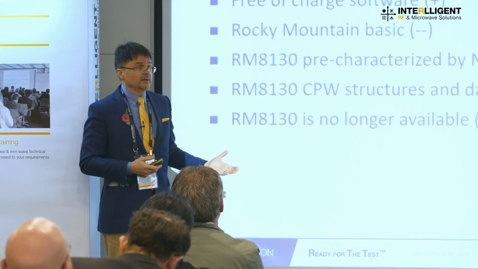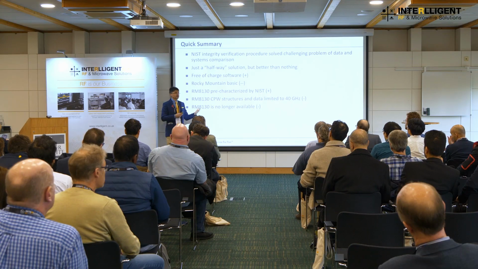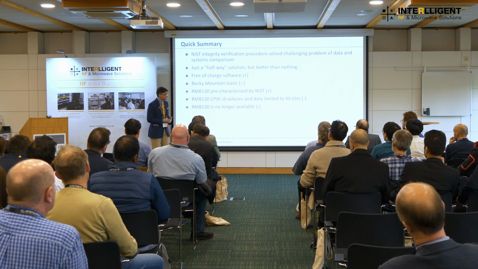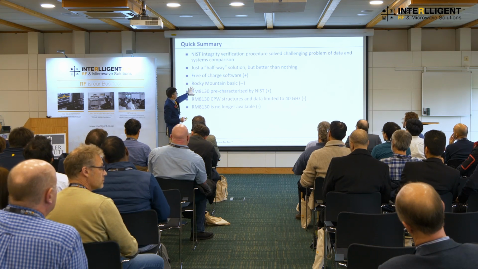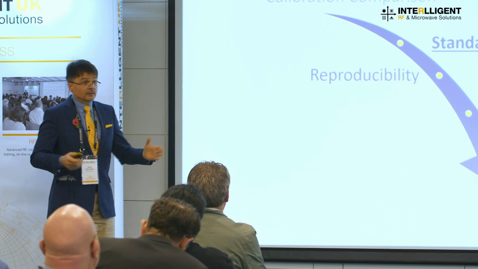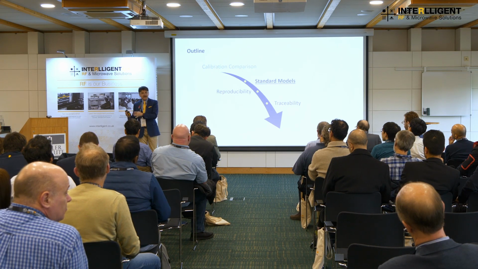To do all these experiments, you actually need to use the software from NIST, which was written in Rocky Mountain Basic. There are not that many people who understand how to use it today. Also, this reference kit, RM8130, is unfortunately not available anymore. NIST sold it out. And it was limited to 40 gigahertz only, so also not applicable for today's applications. But the method is actually good, and you can still use it in your lab.